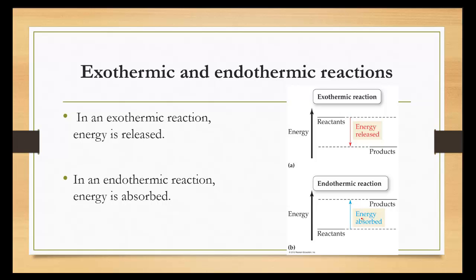In chemical reactions, there are two different terms to describe the energy within the reactions. One is exothermic, which means energy is released. The other is endothermic, which means energy is absorbed. We will be discussing this further in later tutorials.